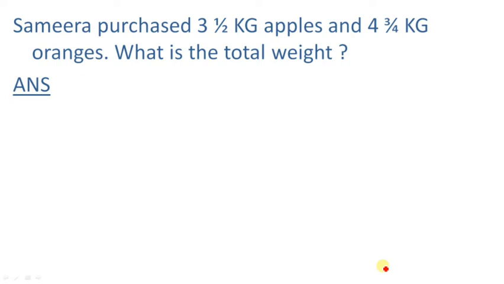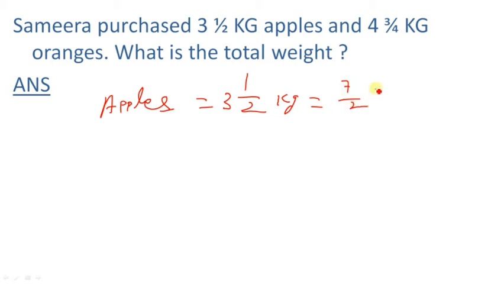First, we have apples. What is the weight of the apples? 3 whole 1 by 2 kg. If a fraction is in the form of a mixed fraction, we express it as an improper fraction, so it will be 7 by 2 kg. Similarly, the oranges are 4 whole 3 by 4 kg, which is equal to 19 by 4 kg.